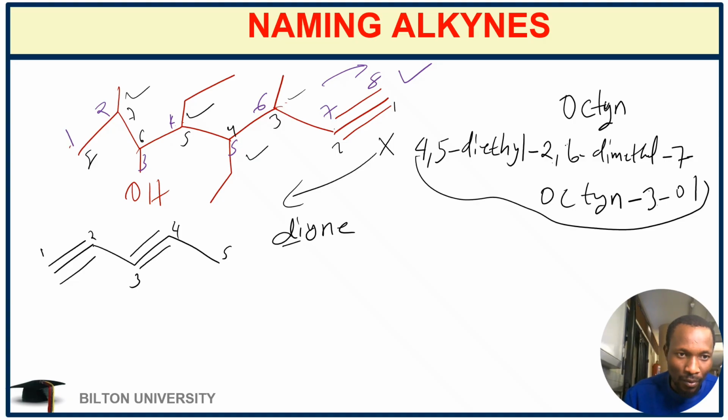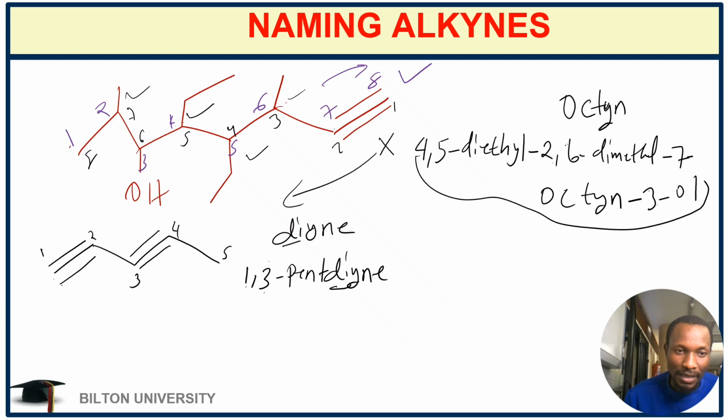So let's look. We have 1, 2, 3, 4, 5. Our first one is on carbon number 1, and the second one is on carbon number 3. So we can say 1,3 pentadiyne. It tells us that I have two triple bonds, and they're on carbon number 1 and carbon number 3.